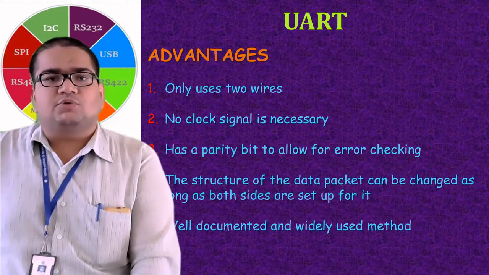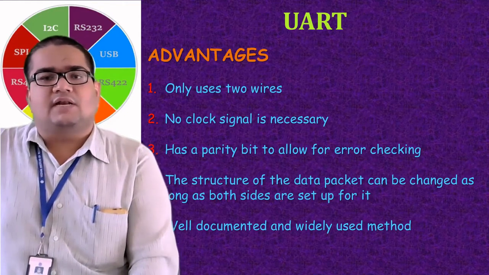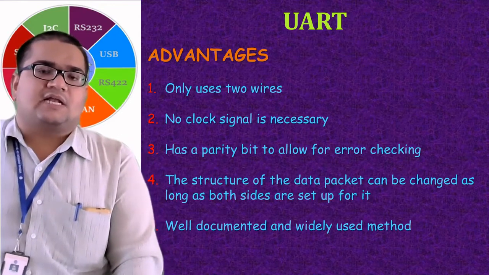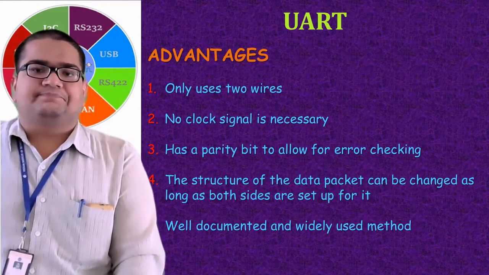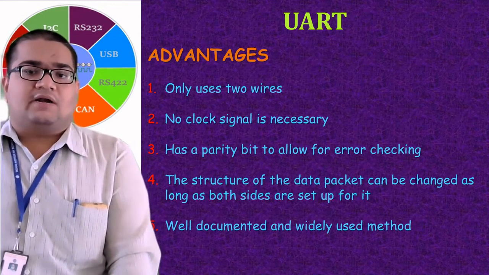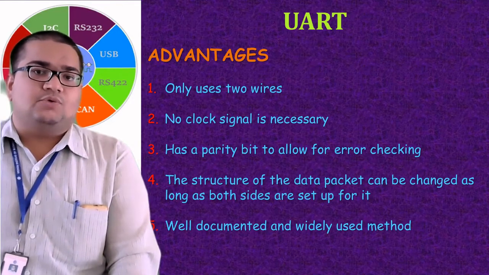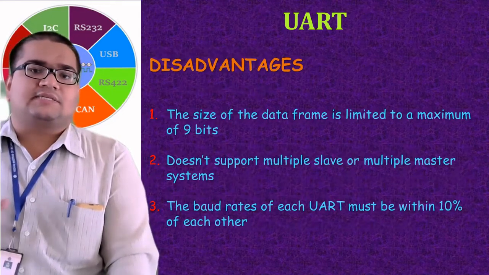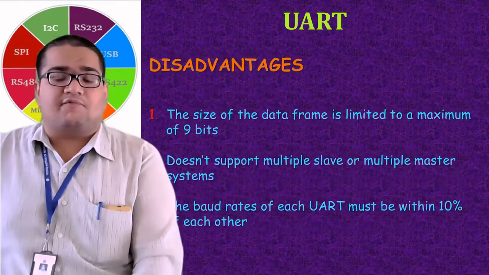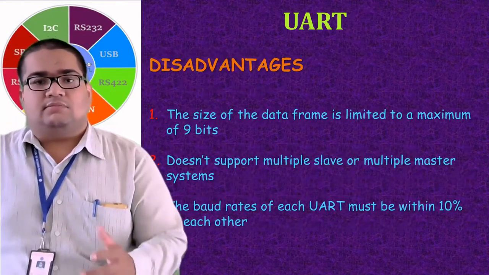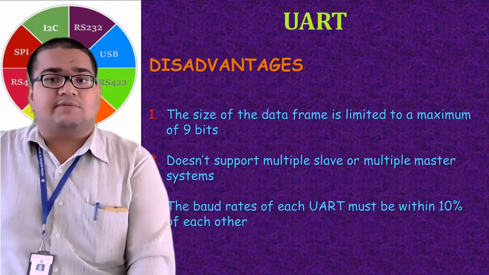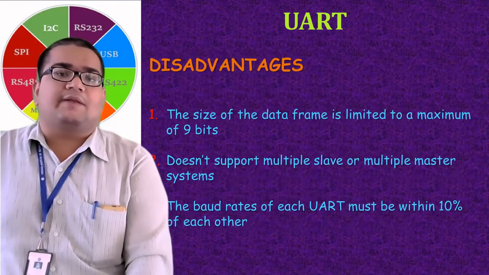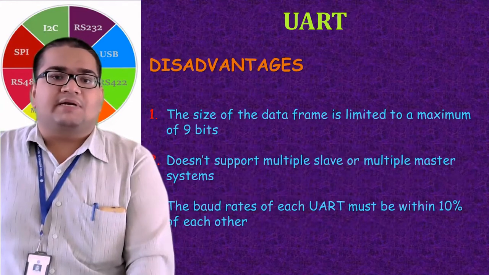Even the 8051, as you know already, contains a UART on itself. TXD and RXD pins are available in the 8051. Widely documented and widely used, this is the UART. Some disadvantages of the UART: the size of the data frame is limited to a maximum of 9 bits. Earlier I told you that the structure can be changed, but the frame limit is up to 9 bits only. That is one limitation here.